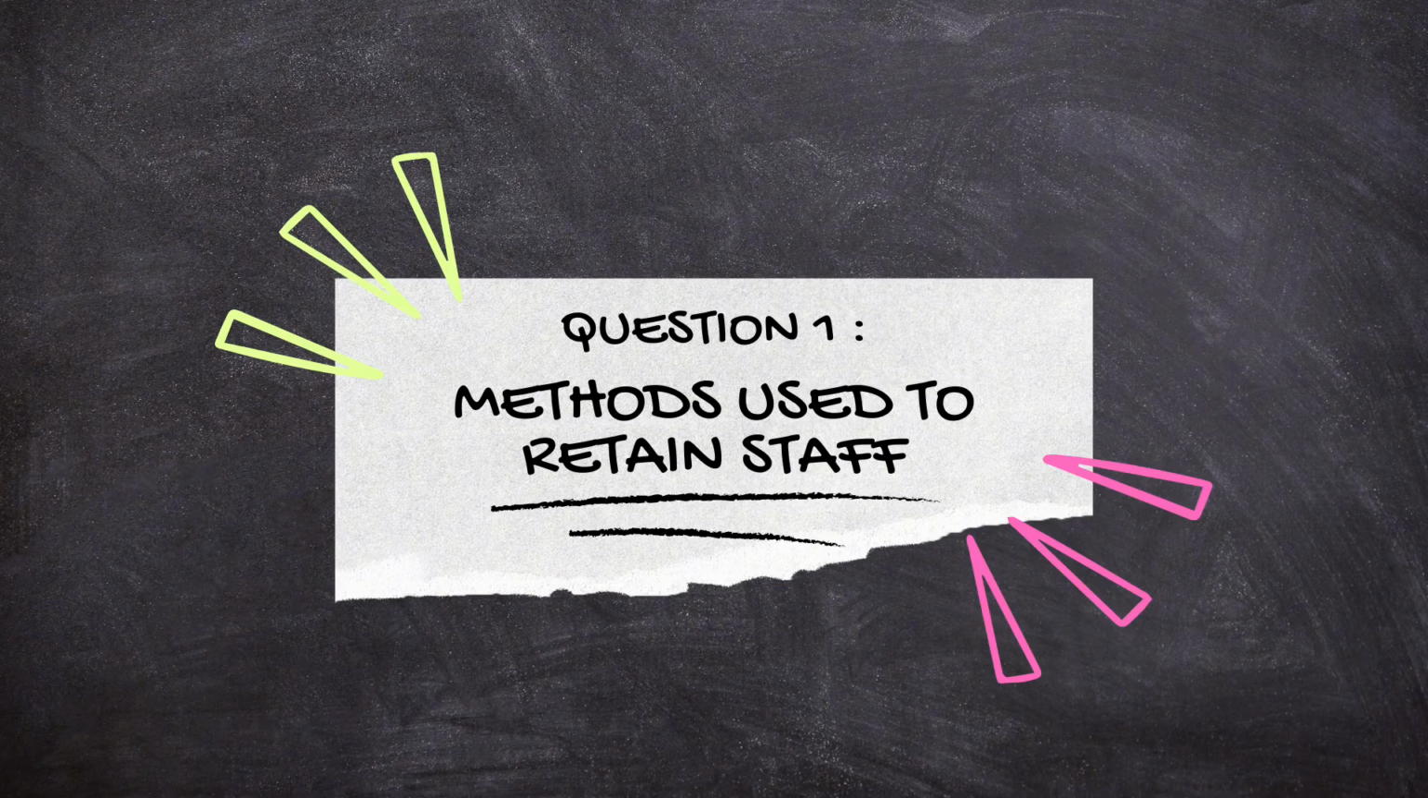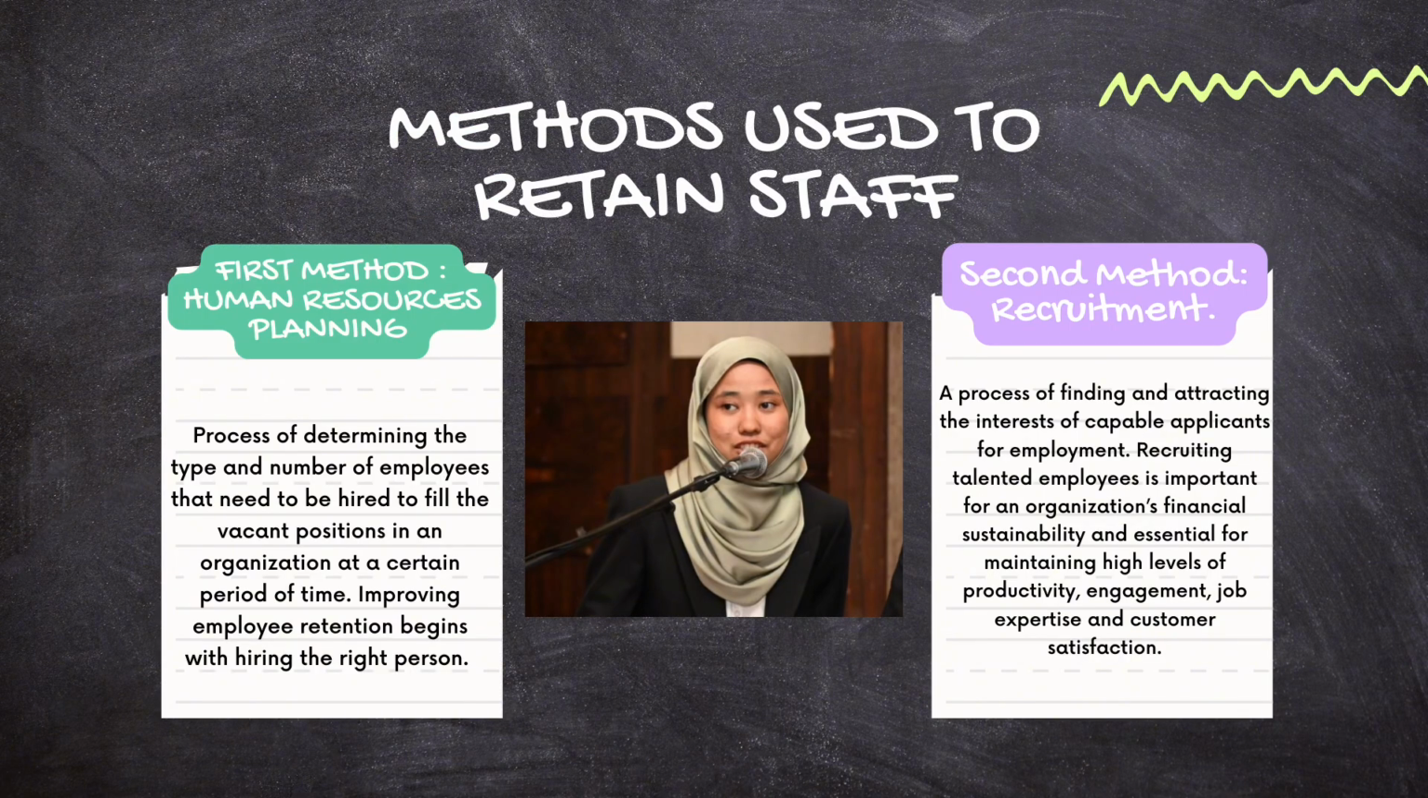Question 1. It's about methods used to retain staff. The first method is human resources planning. Processes of determining the type and number of employees that need to be hired to fill the vacant positions in an organization at a certain period of time. Improving employee retention begins with hiring the right person.